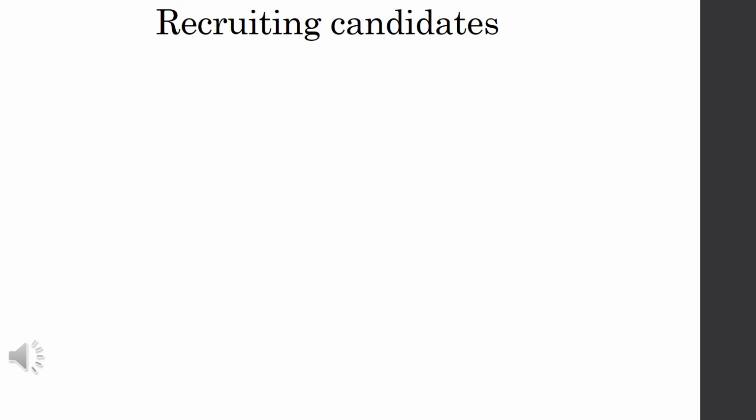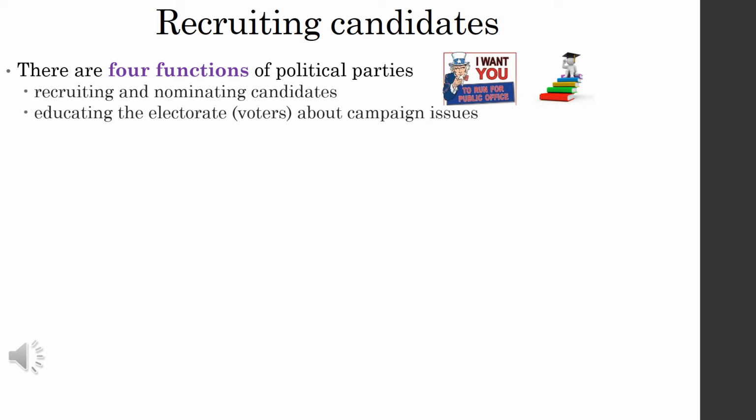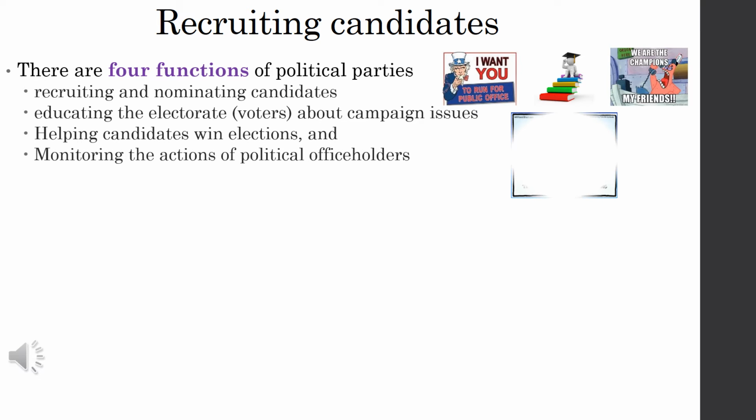Despite what George Washington warned us about all those years ago, political parties are a necessary component of the American political system. And there are 4 functions of political parties: recruiting and nominating candidates, educating the electorate, that would be the voters, about campaign issues, helping candidates win election, and monitoring the actions of political office holders. We want our politicians staying on message. We got you here based on a message. Now we want you to keep talking about it and voting for what we believed in.